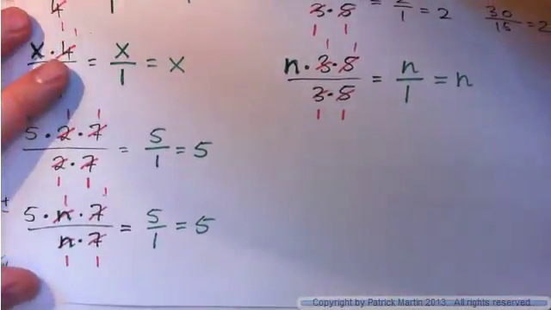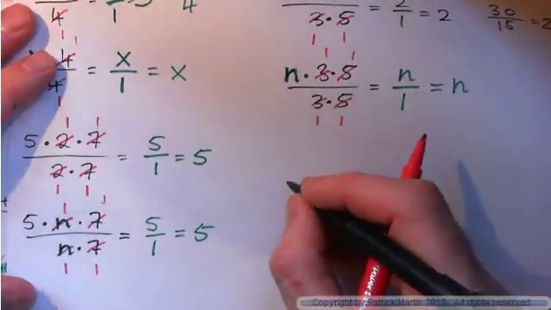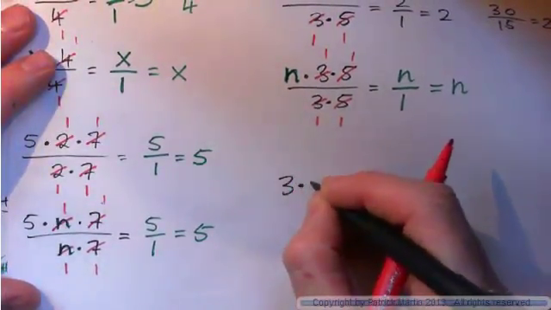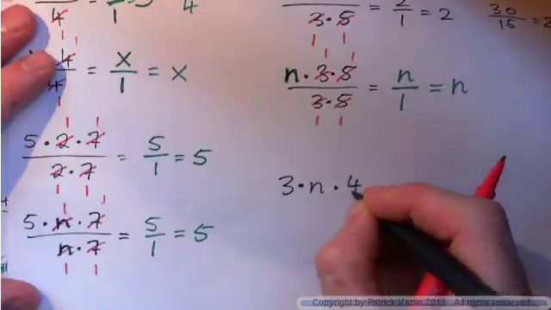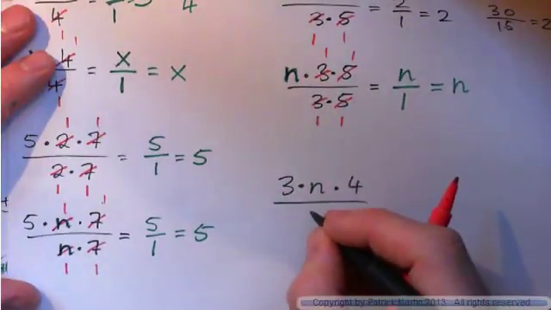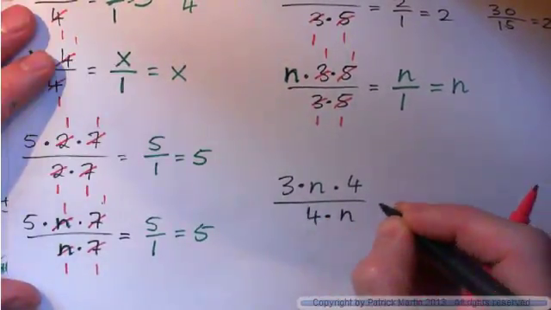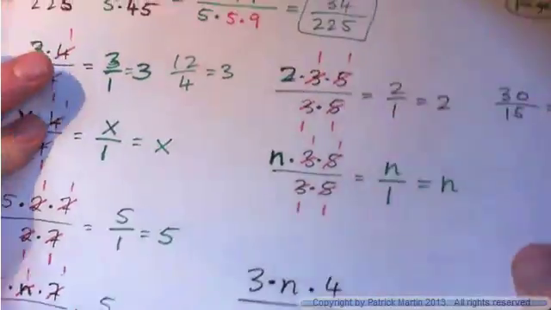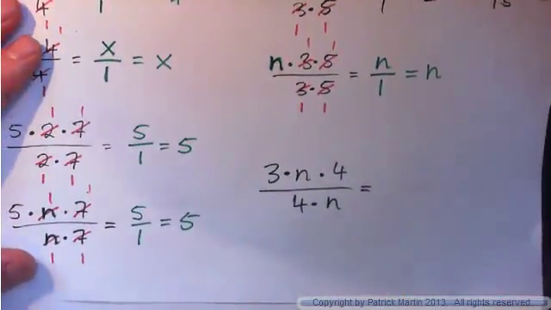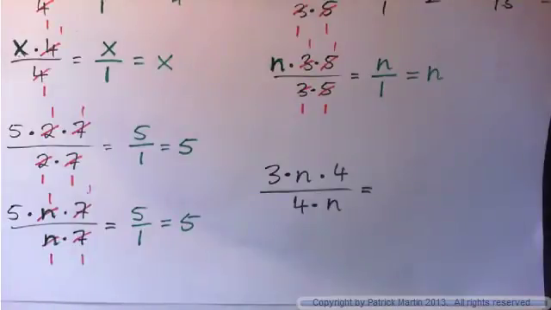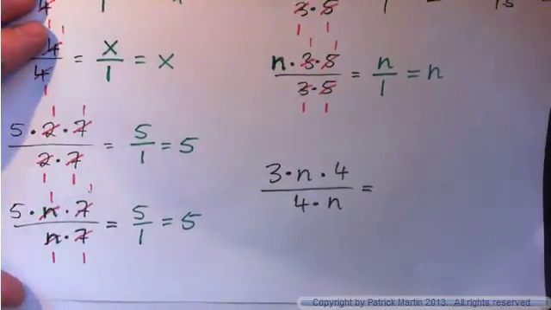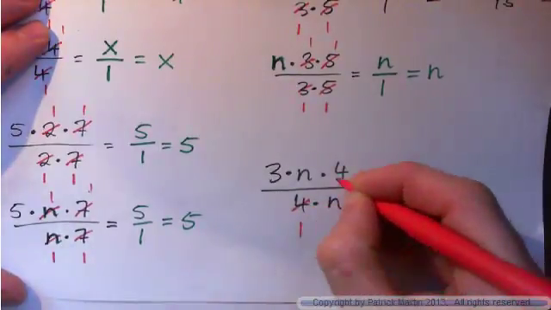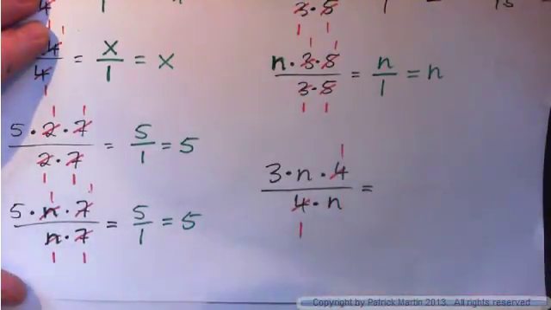So, just for fun, I'll give you one more example. What if you had 3 times n times 4 over 4 times n? What would that be? Press pause or whatever and give that one a go. 3 times n times 4 over 4 times n. Would the 4's cross cancel? Yep. What else cross cancels?